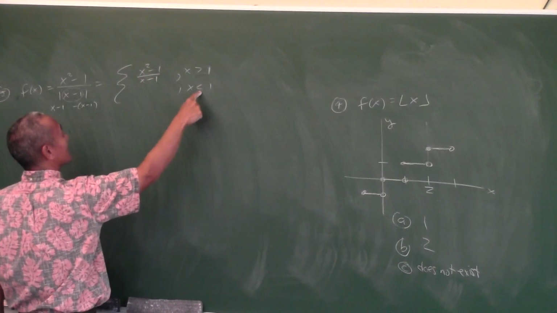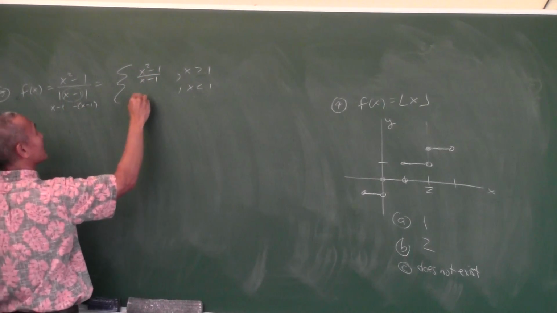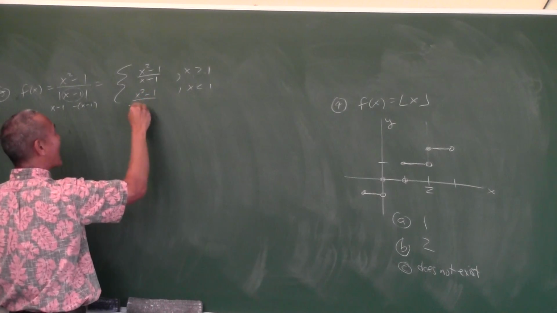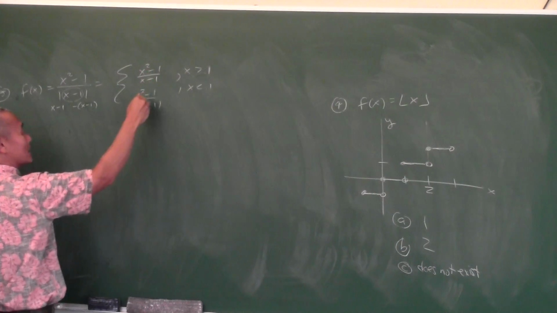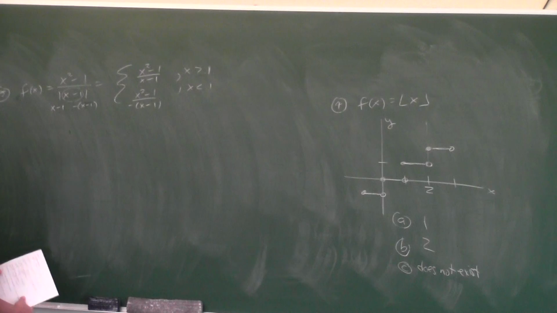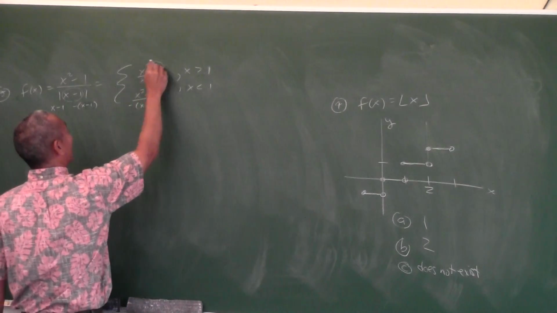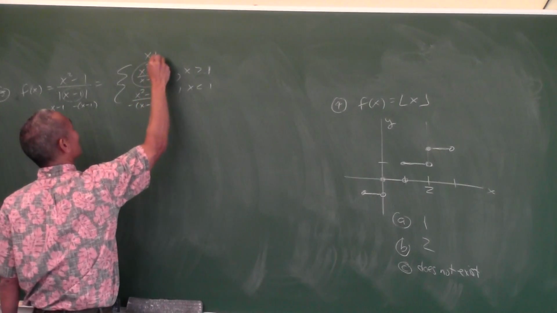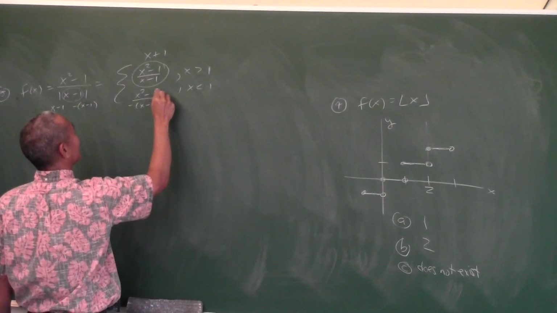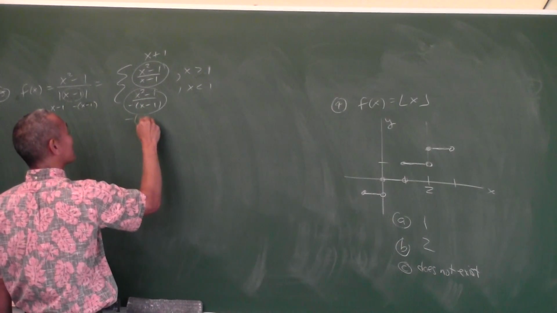And then if the inside is negative, you negate it. So you're going to get this over that. If the inside is positive, you leave it alone. If the inside is negative, you negate it. It's that simple. Mr. Park, I can simplify each one. x plus 1, and then if you factor and cancel, this comes out to negative x plus 1.